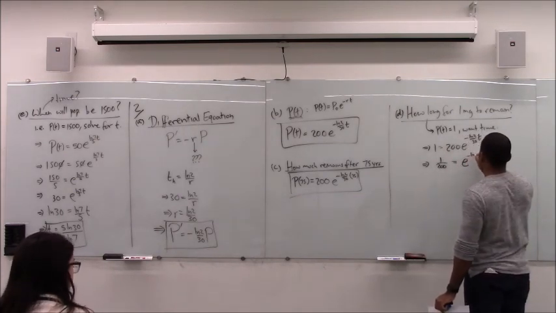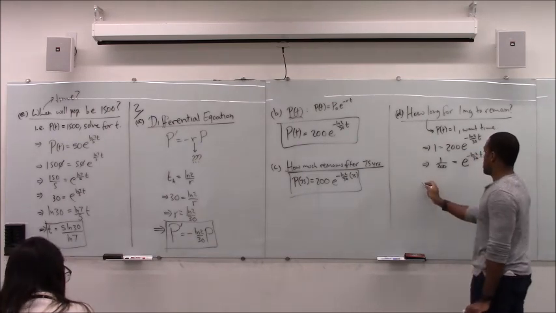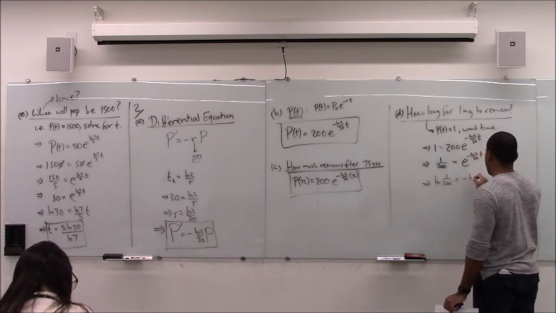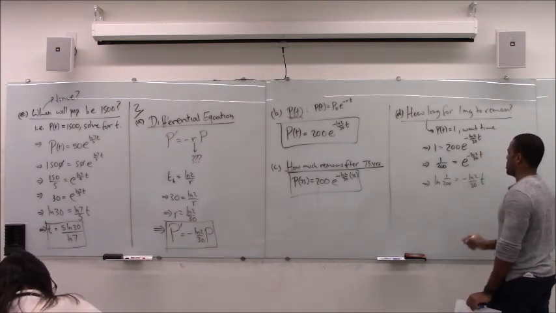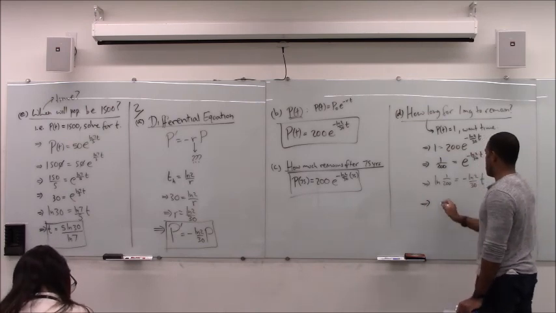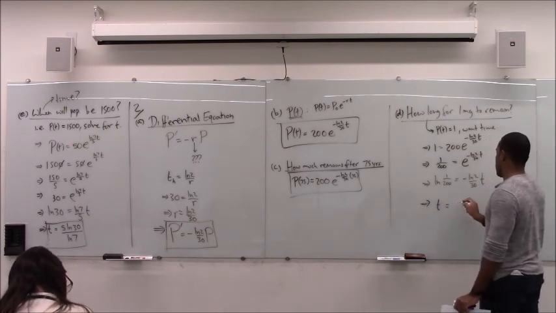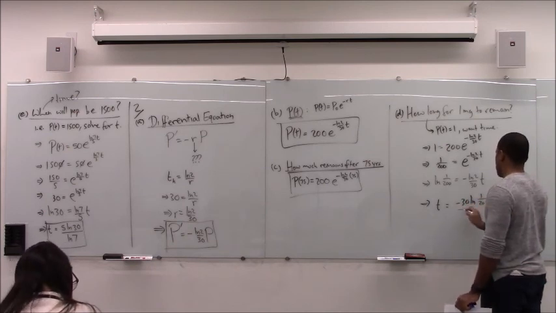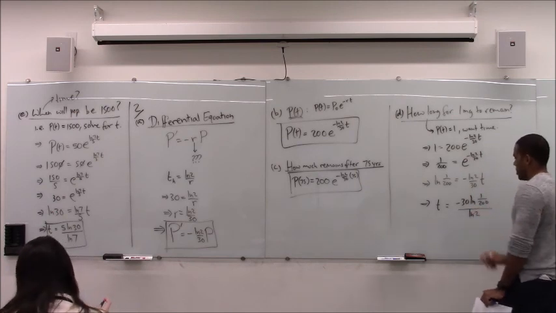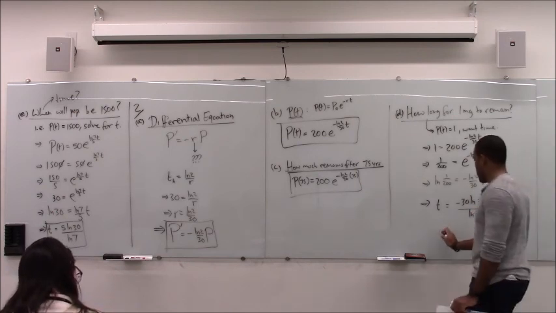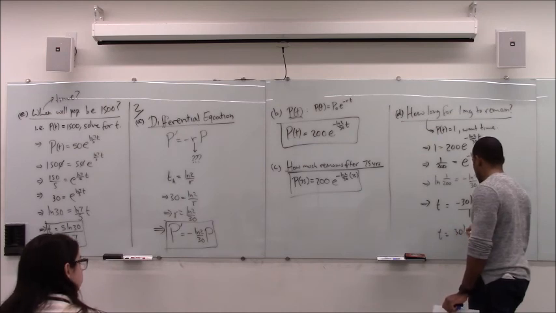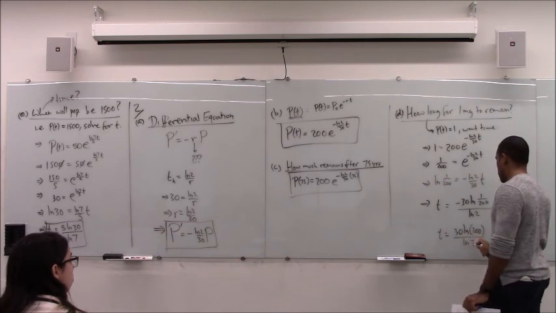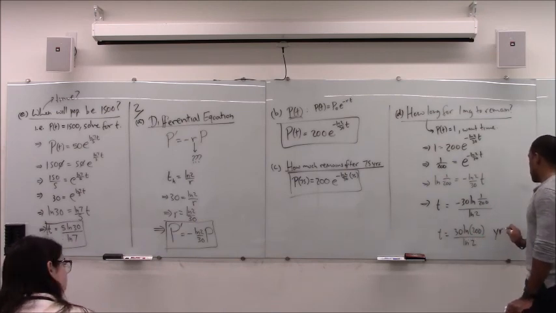e to the minus ln 2 over 30 t. Then ln of 1 over 200 equals minus ln 2 over 30 t. Then I can solve for t. I would multiply by minus 30 and divide by ln 2. So I have that. In fact, you can notice that this is 30 ln of 200 over ln of 2. That's going to be in years, whatever that is.